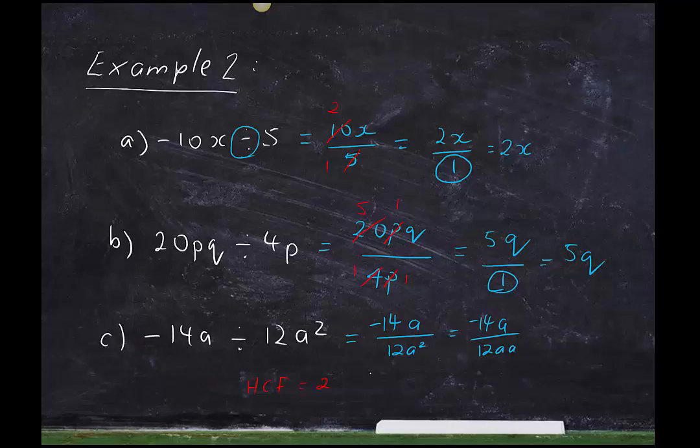So we say to ourselves, how many times does 2 go into 14? Well, it goes 7 times. So we have to remember it's minus 7 because that's a minus 14. And how many times does 2 go into 12? It goes 6 times. Now, we've got an A on the top we can cross out, and an A on the bottom that we can also cross out. Okay. So minus 7 is on the top, and 6 times A gives us 6A.